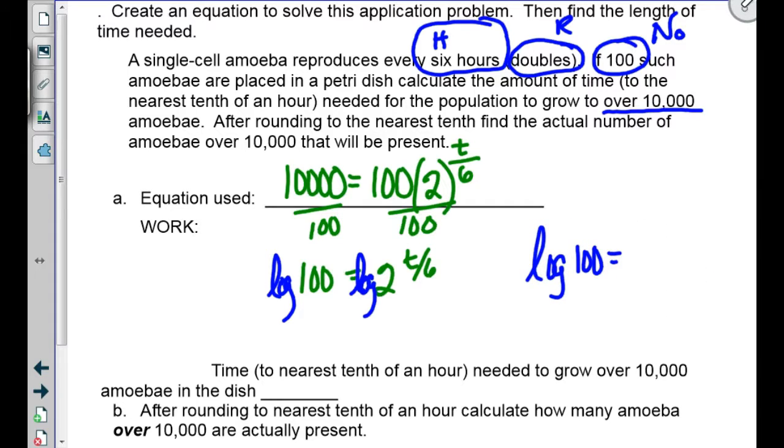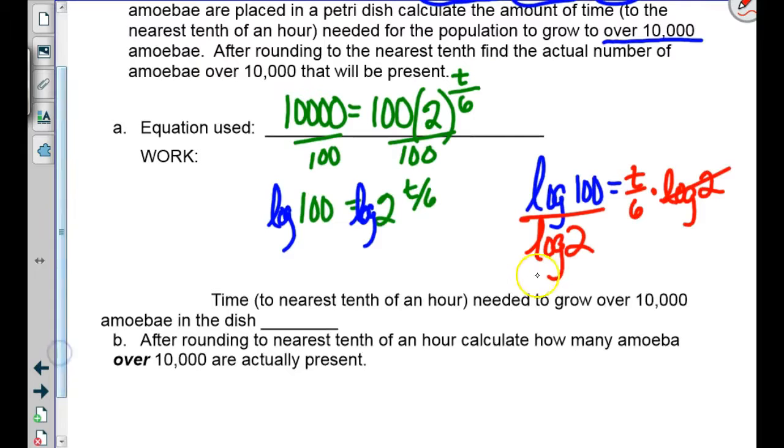I want to bring that exponent out in front. So I have t over 6 times the log of 2. Now what? Okay, we could divide this by log of 2. I'll get rid of it over here. So if someone types log of 100 divided by log of 2, you're going to get a crazy decimal, equals t over 6. Using that whole decimal, we still need to do what? Multiply by 6. And we get?